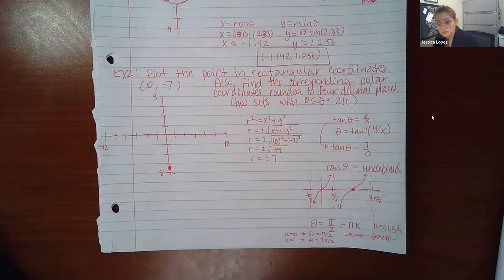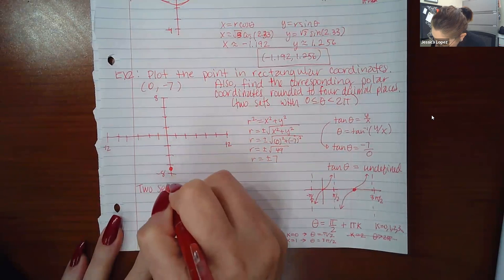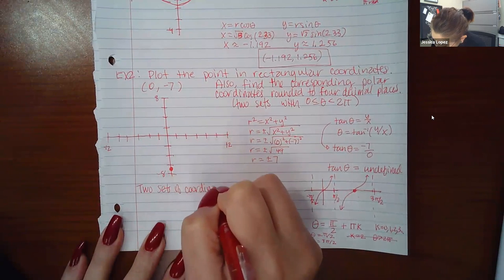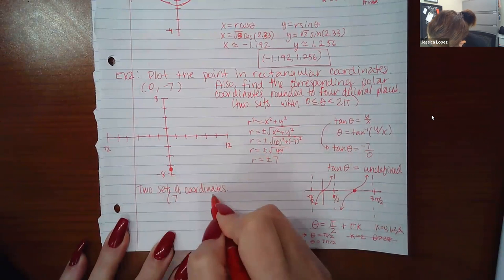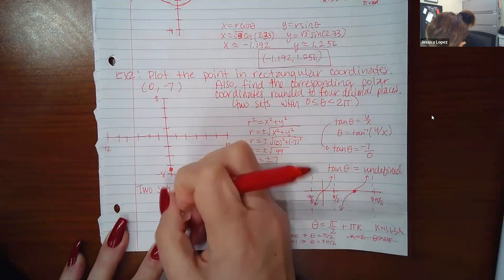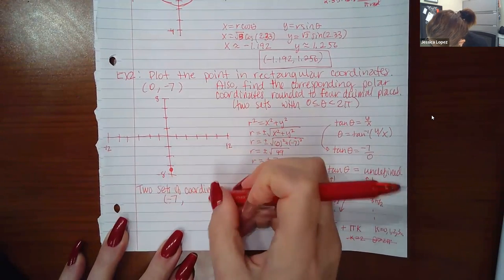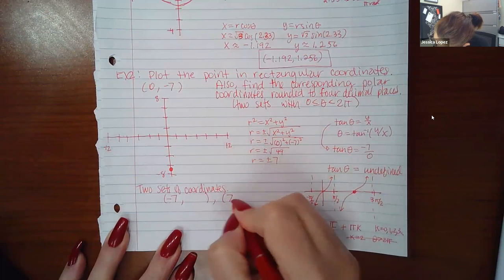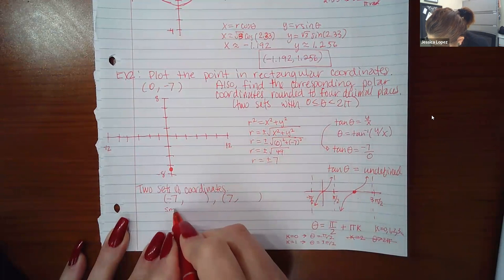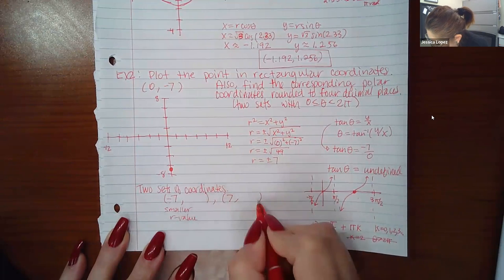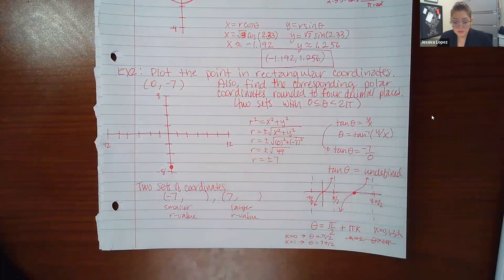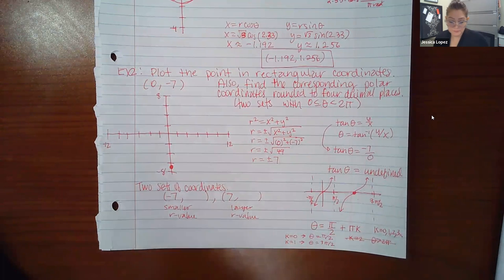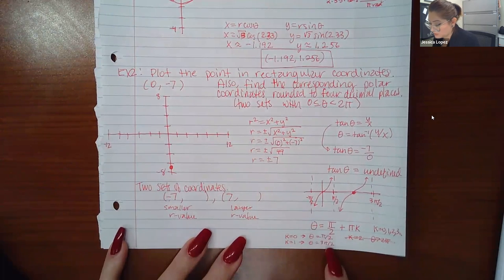Now, which ones we need to use with which radii depends, okay? So here are your two sets of coordinates. If I'm going to have r equal to positive 7 and negative 7, then I'm going to have one point with the negative 7, and then the other point with the positive 7. This coordinate would be the one with the smaller r value, and this coordinate would be the one with the larger r value. And so we have to use some critical thinking here to figure out which of these two angles goes with which one of these.